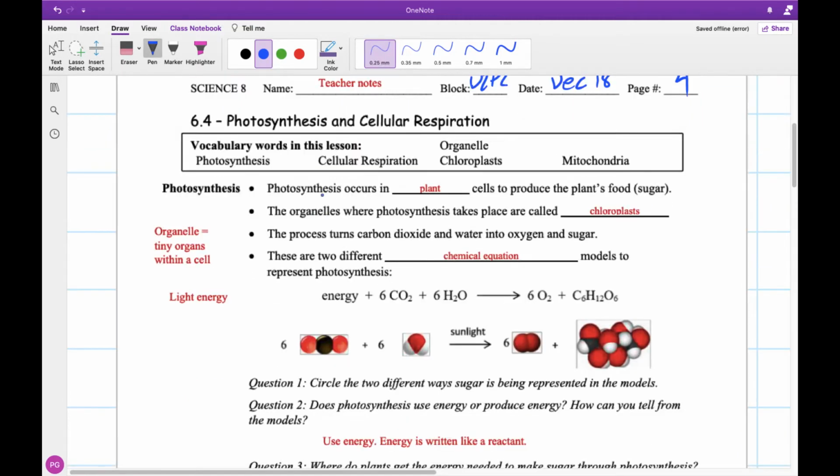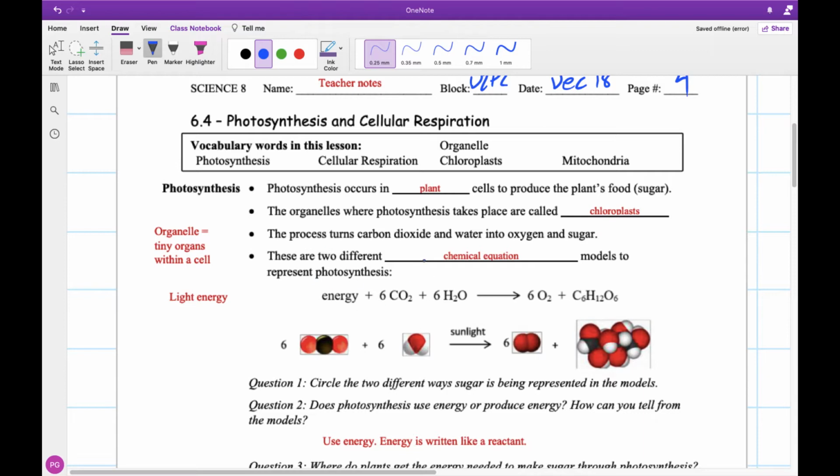Now photosynthesis, this is something that only occurs in plant cells. And this is how plant cells produce the plant's food, which is sugar. Like we mentioned, the organelles where photosynthesis takes place are called the chloroplasts. So in this process, we take some of the sunlight and turn carbon dioxide and water into oxygen and sugar.